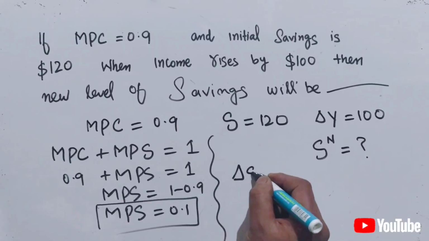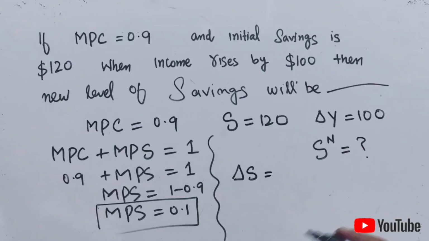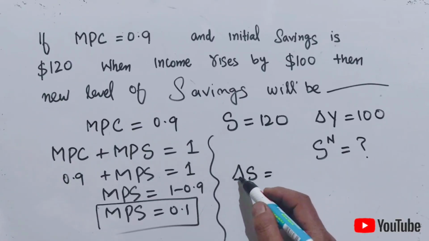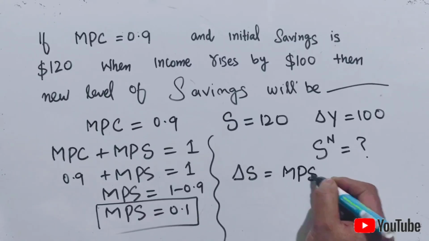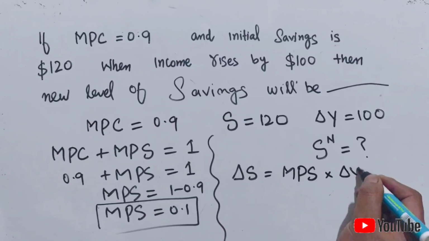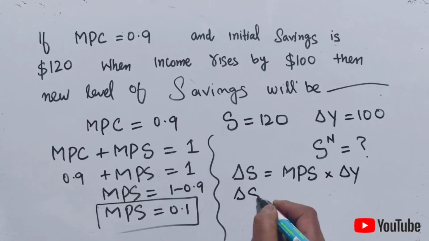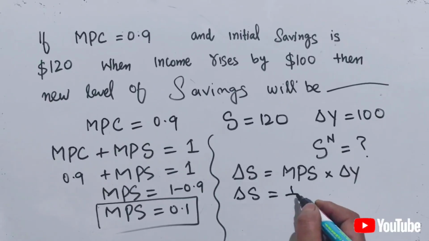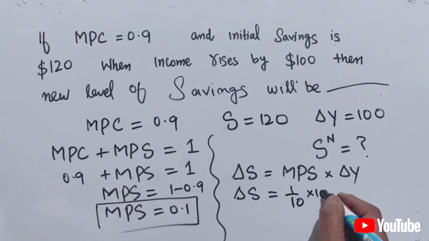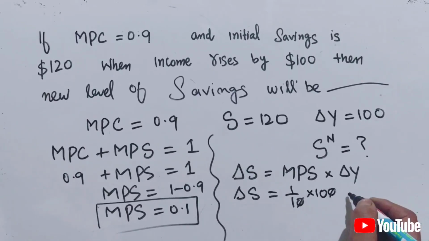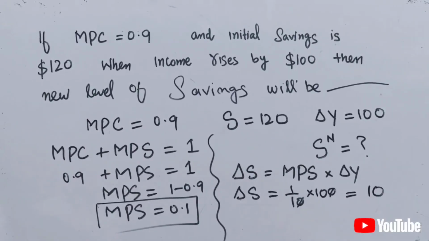change in the savings due to the change in the income will be equal to the marginal propensity to save times the change in the income. So change in the savings will be equal to marginal propensity to save 0.1, which is 1/10, times del Y equal to 100. So this gets cancelled. So change in the savings is 10. So del S is equal to 10.